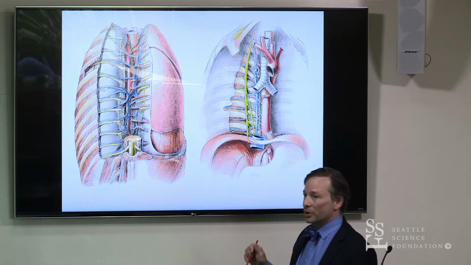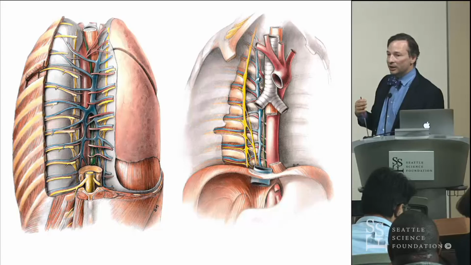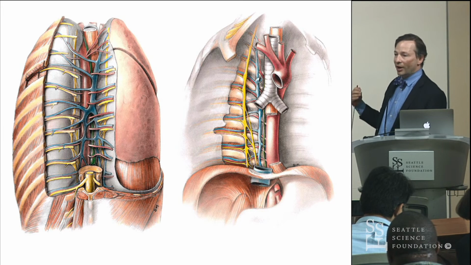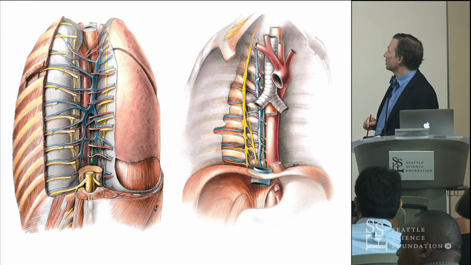These are doing just what we saw in the earlier slides this morning. They're going back into the vertebral canal. They're supplying the bone, the spinal cord, and then finally the muscles that are around the spine, and the skin of the back.